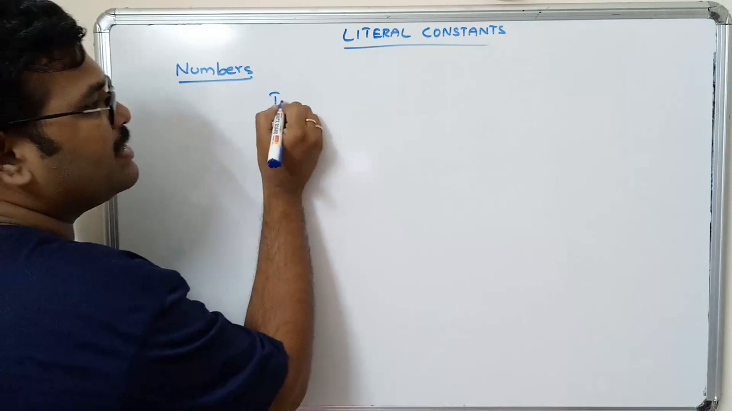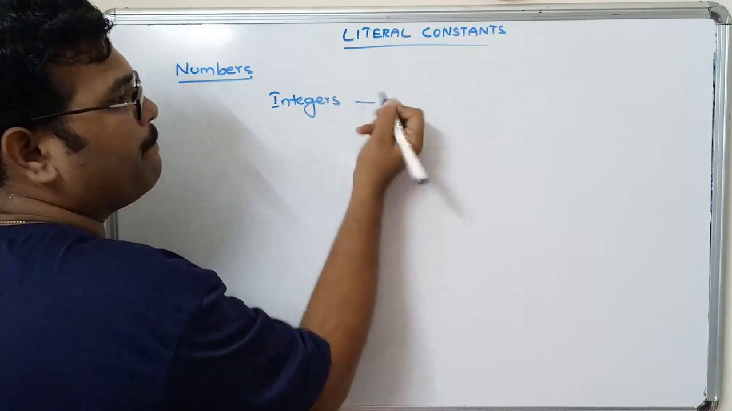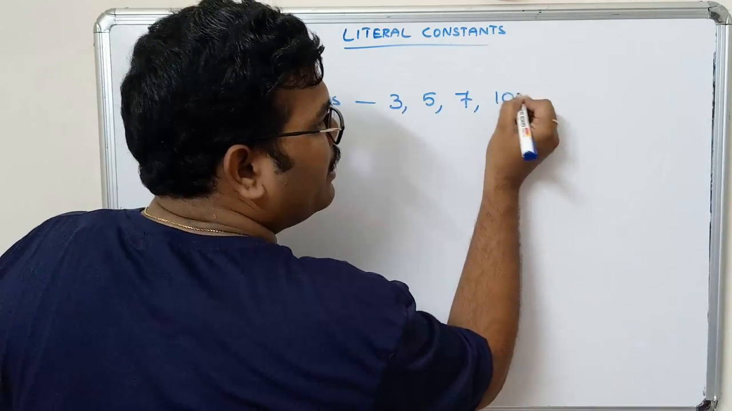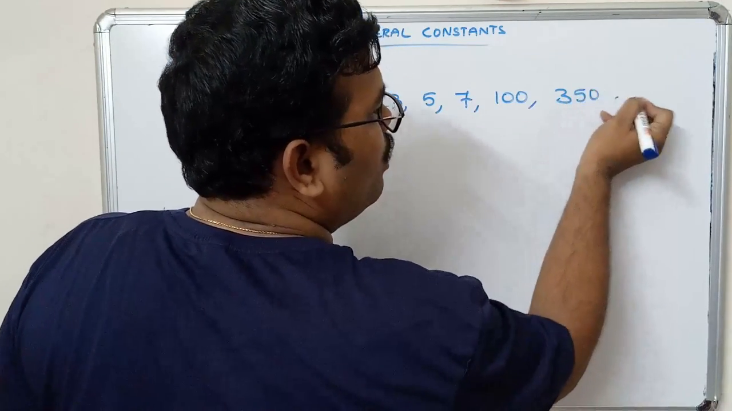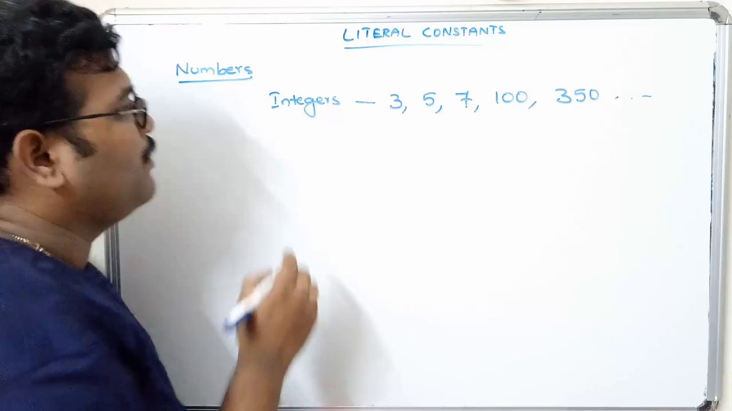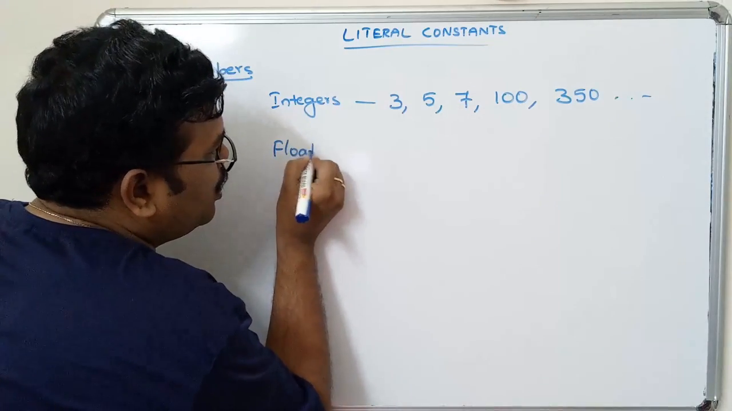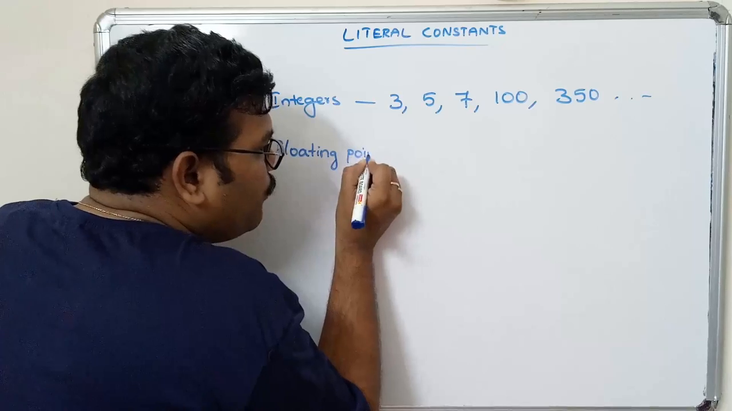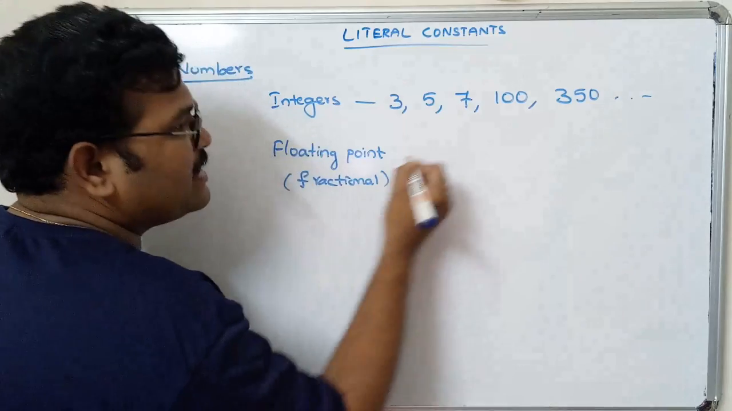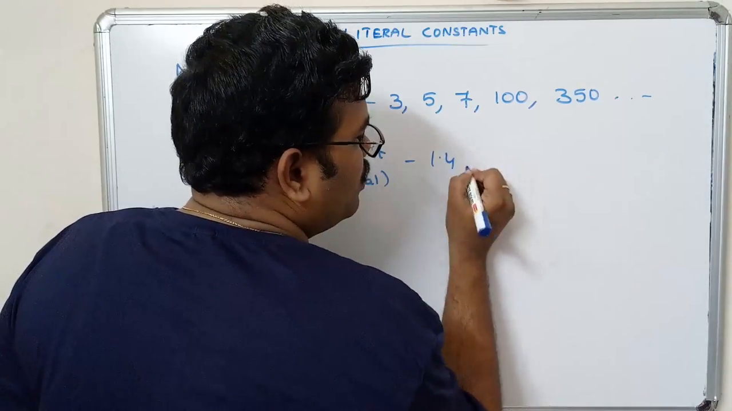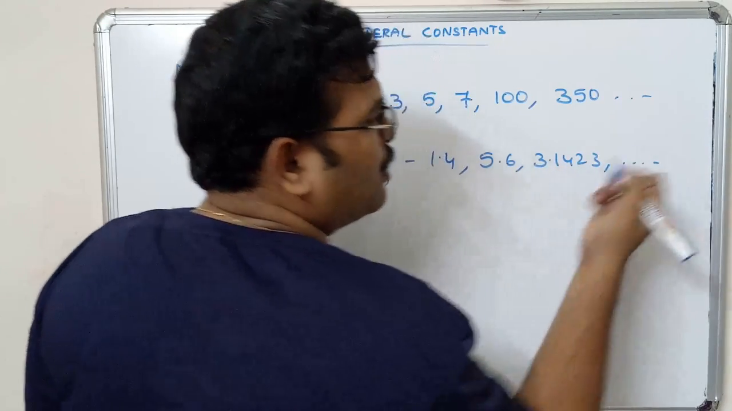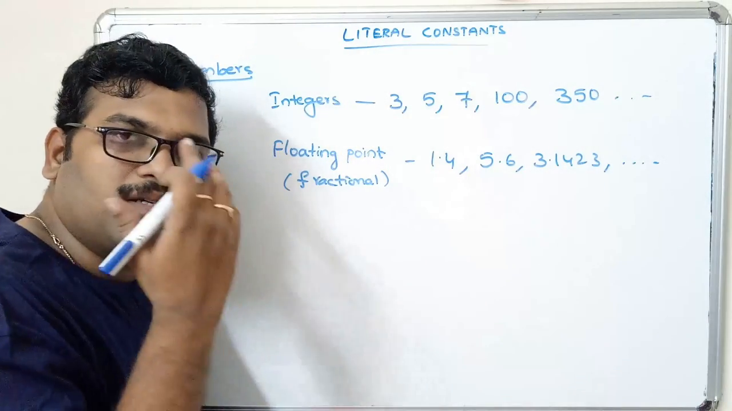As we know, integers are like 3, 5, 7, 100, 350, and so on. All these are integers. There will be no fractional part, only the integral part. Next, floating point numbers. Floating point numbers consist of a fractional part, like 1.4, 5.6, 3.1423, and so on. All these are floating point numbers.